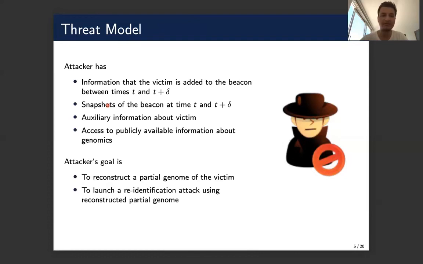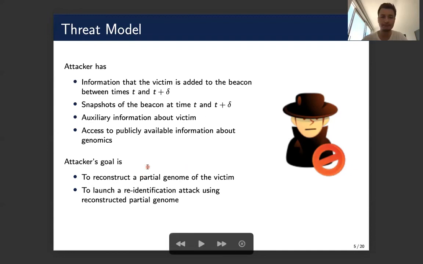Thirdly, the attacker has auxiliary information about the victim. This auxiliary information can be phenotypic traits or some part of the genome or the genomes of the father and mother of the victim, or it can be anything. And finally, the attacker has access to publicly available information about genomics. In the genome reconstruction attack, the attacker's goal is to reconstruct the partial genome of the victim, and also, by using that partially reconstructed genome, to launch a re-identification attack on another beacon.